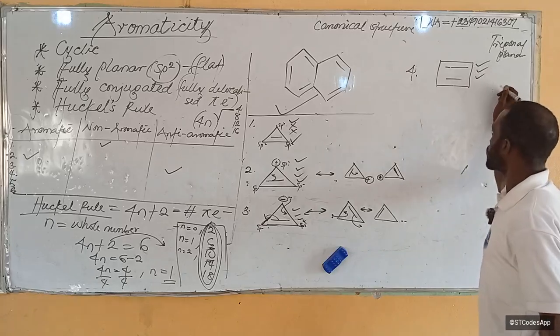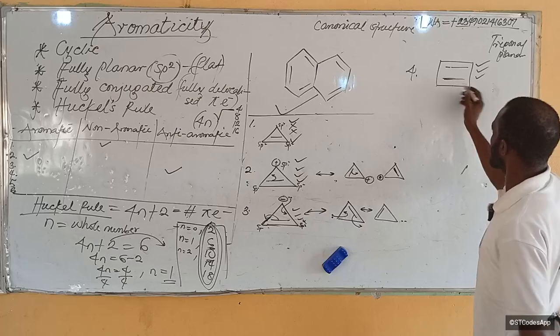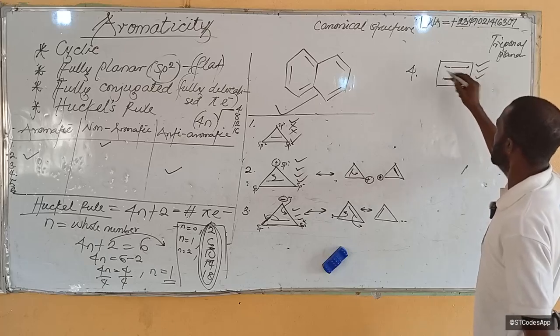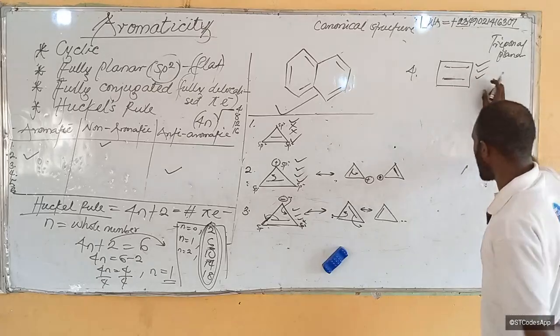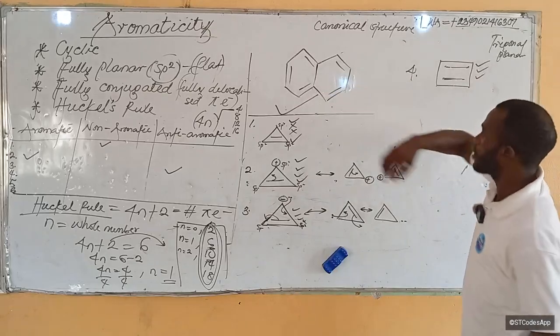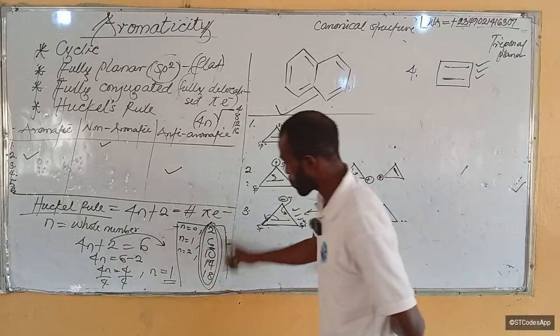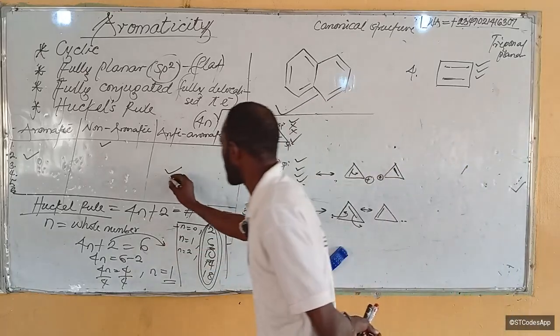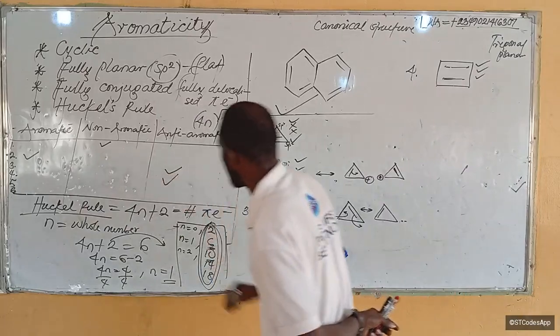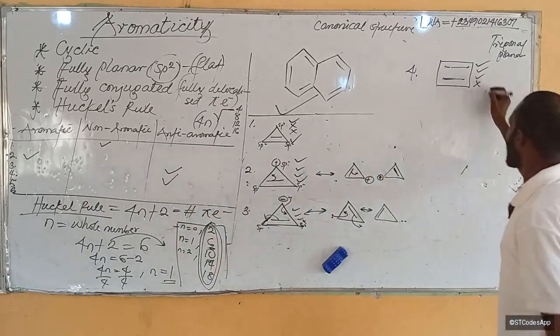Now, how many pi electrons do we have? 1, 2, 3, 4. 4 pi electrons. Which number does it conform with? Is it anti-aromatic or aromatic? There is no 4 here. 4 appears here. So it is rather anti-aromatic, not aromatic. It doesn't check the last box.